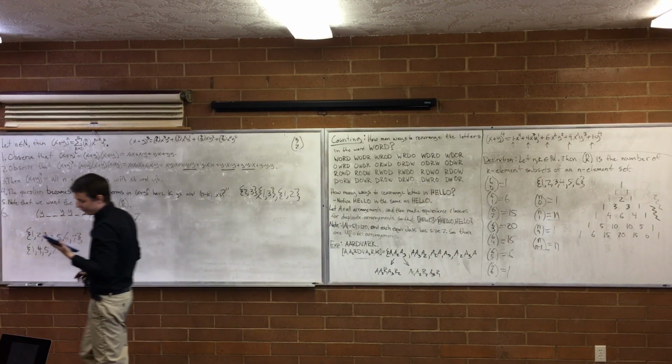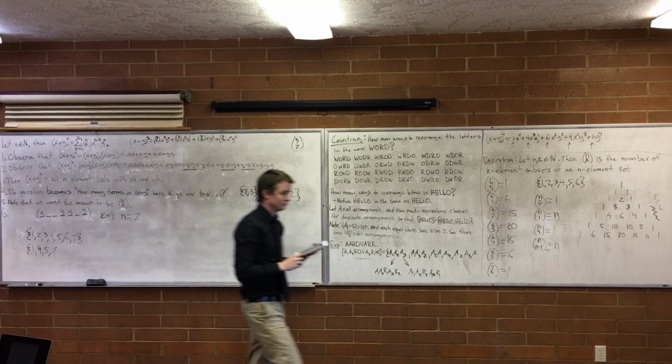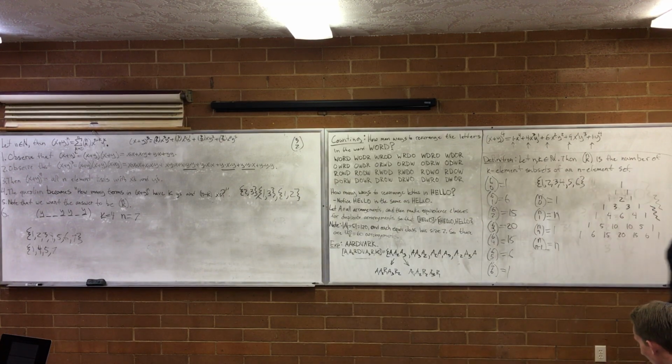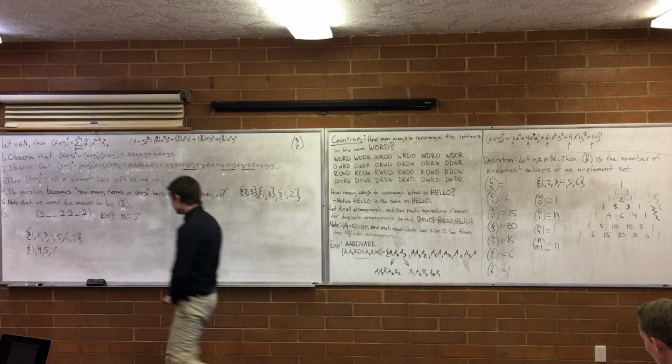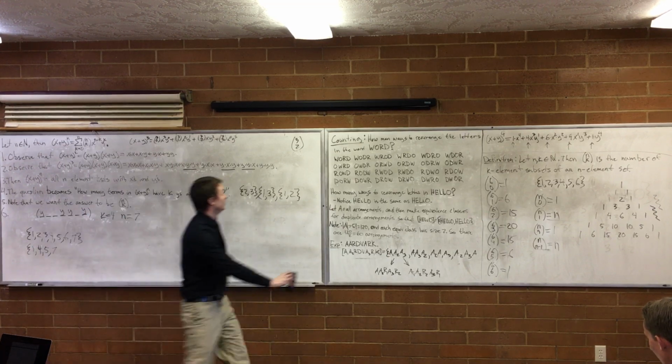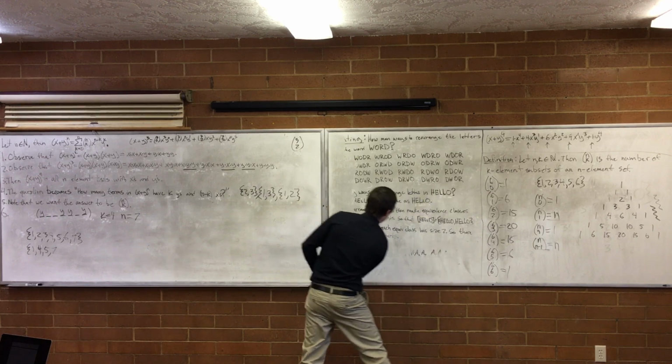Expand (x plus y)^5 and find all the terms with 2 y's and 3 x's. Wait a minute. This is me. Oh, well, you use proposition 17.7. Do you? No, 17.7. Never mind, you don't.